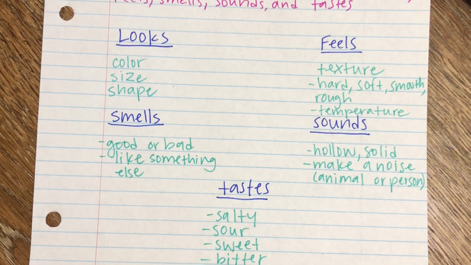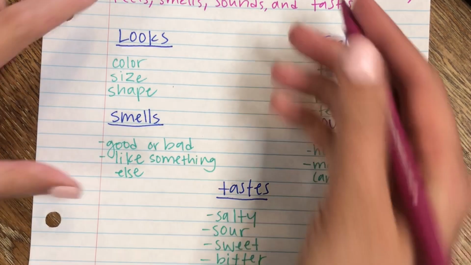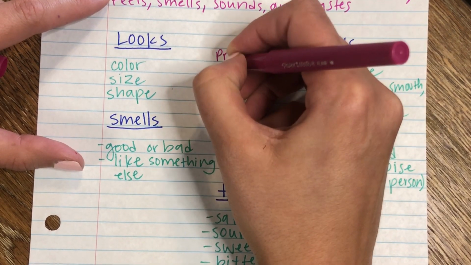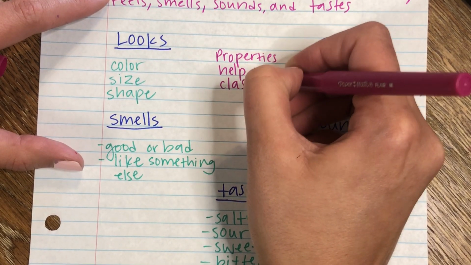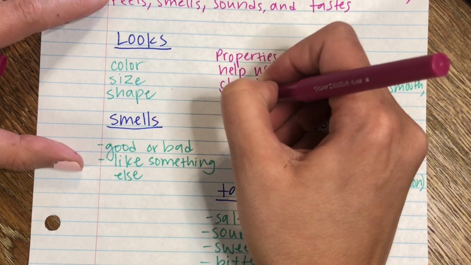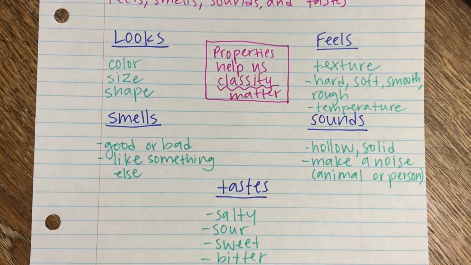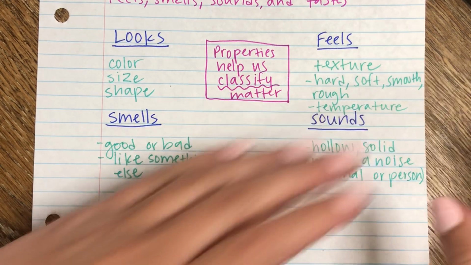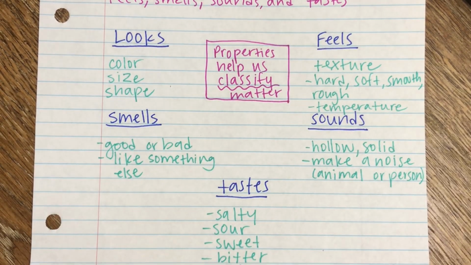So properties of matter are helpful, guys, because they can help us to classify matter. So let's put that in the middle right here. So we can say properties help us classify matter. And when we classify, it means that we put into groups. So I could say all of these pieces of matter are red, or all of this matter is spicy, or all of this matter is smooth. So it helps you kind of group things together according to their properties.